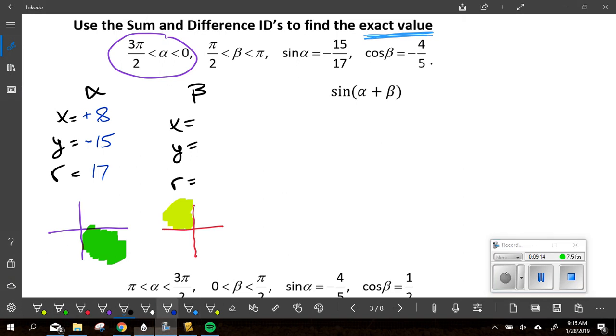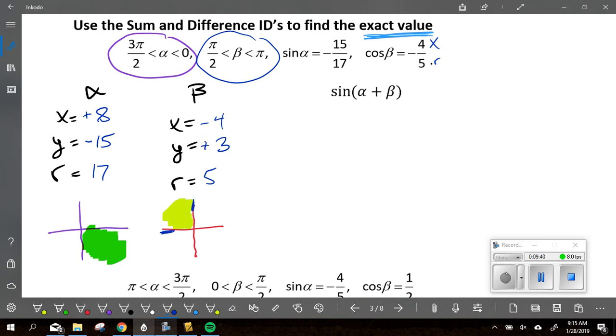Hannah, what do we know about our beta triangle? X is negative 4. R is 5, just knowing our definition of cosine. We could find our y. What's our y going to be? Y is 3. We don't know if it's a positive or negative 3. We are thinking I'm between pi over 2 and pi. So if I'm between pi over 2 and pi, I'm in the 2nd quadrant. So is my y going to be positive or negative? Positive.